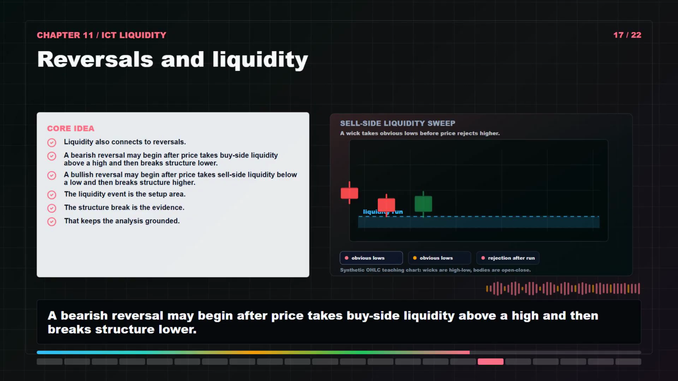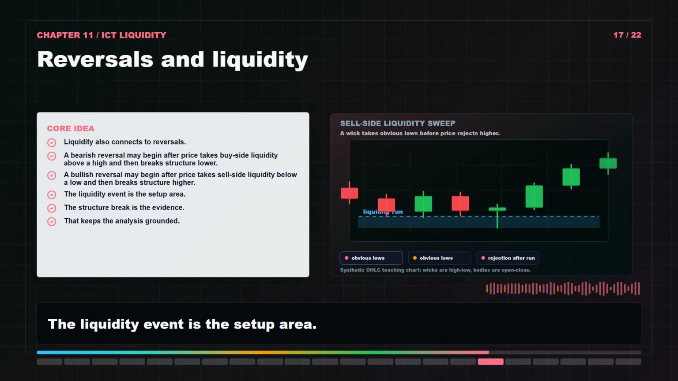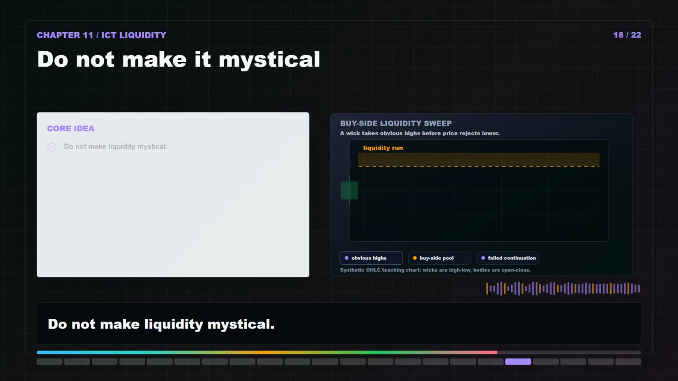Liquidity also connects to reversals. A bearish reversal may begin after price takes buy-side liquidity above a high and then breaks structure lower. A bullish reversal may begin after price takes sell-side liquidity below a low and then breaks structure higher. The liquidity event is the setup area. The structure break is the evidence that keeps the analysis grounded.